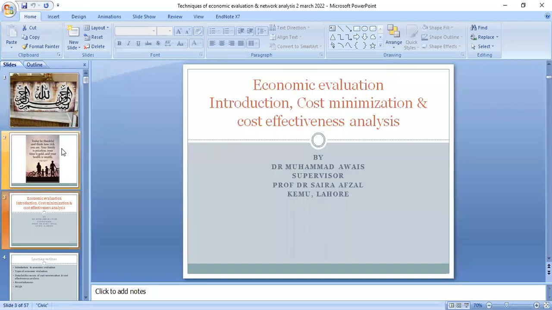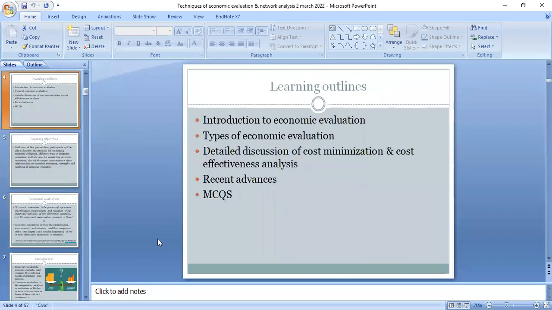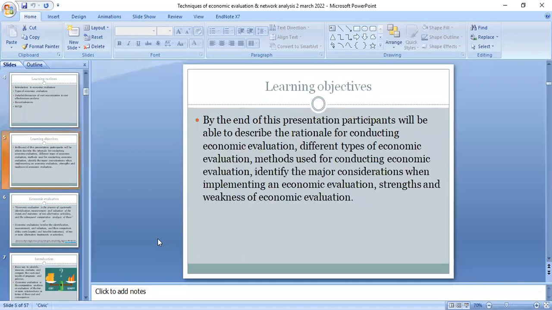The topic of today's presentation is economic evaluation, its introduction, and two of its types: cost minimization and cost effectiveness analysis, under the supervision of Professor Dr. Saira Afzal. The learning outlines of today's presentation are Introduction to Economic Evaluation, Types of Economic Evaluation, detailed discussion of cost minimization and cost effectiveness analysis, recent advances, and at the end are the MCQs.